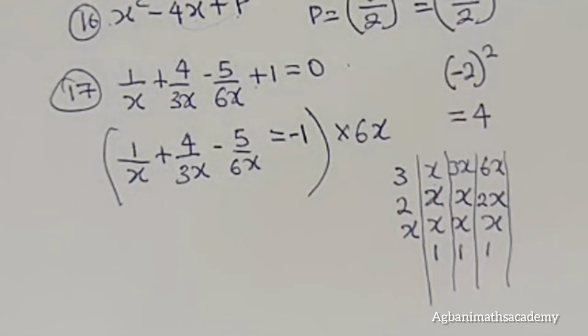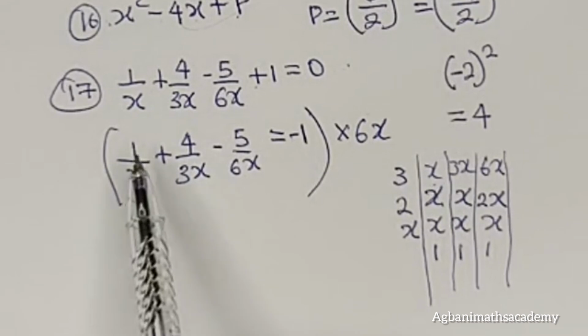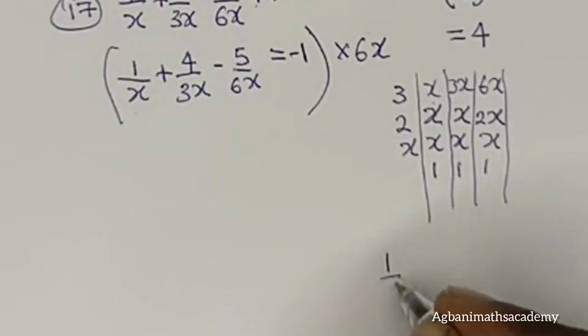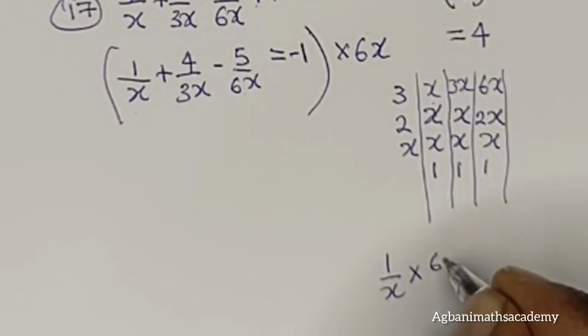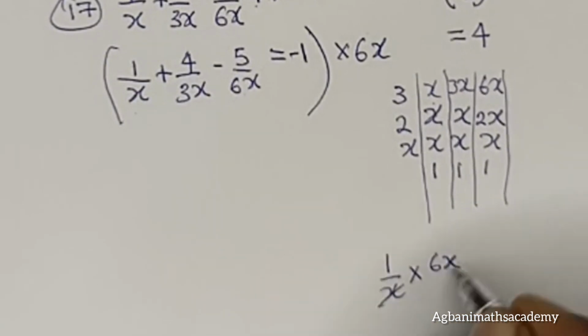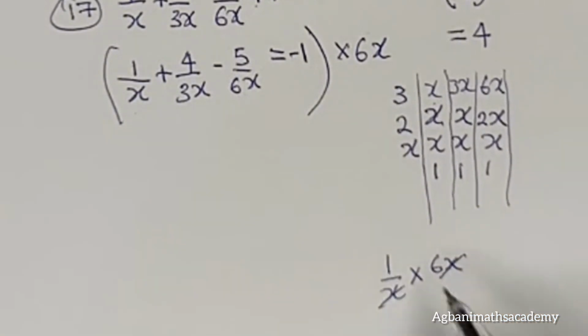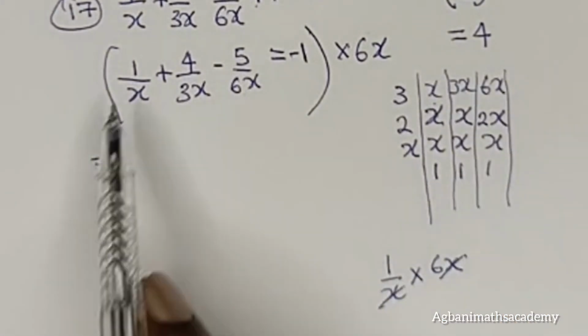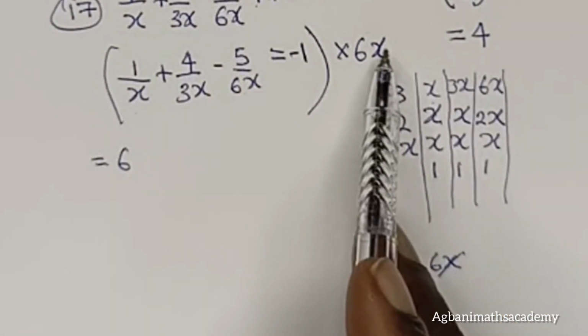6x. So we multiply the entire equation by 6x. So 1 over x multiplied by 6x. X is going to cancel out x. We have 1 times 6, which is 6.